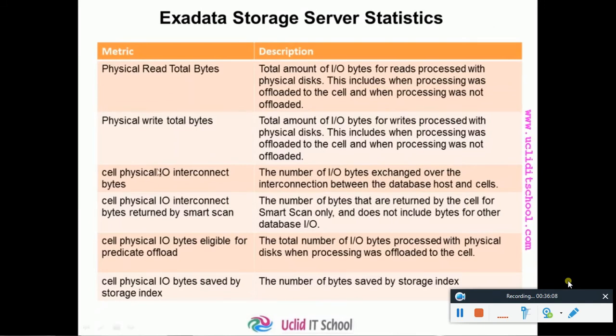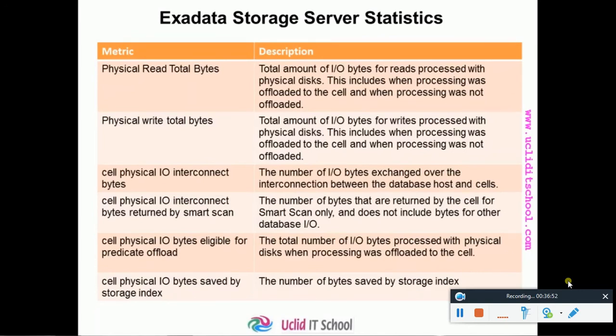Next metric, cell physical I/O interconnect bytes returned by smart scan. We will see smart scan tomorrow. What is the meaning of this statistic? The number of bytes that are returned by the cell for smart scan only, and does not include bytes for other database I/O. So essentially, this will tell you how many bytes are returned by smart scan. That way you know the effectiveness of smart scan.